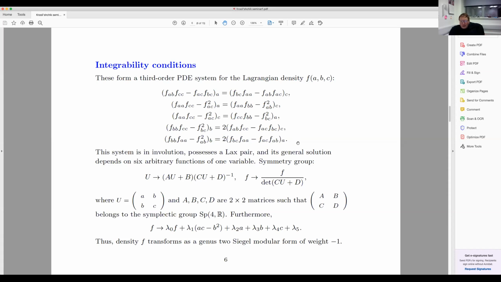It possesses a Lax pair. We can explicitly write the Lax pair for this system. I'm not presenting it here in my talk, but it's available in the paper. And we can show, based on its involutivity, that the general solution of this system depends on 6 arbitrary functions of one variable. So this is the freedom in the existence of Lagrangian densities of this form. Remember that A, B, and C are u_xx, u_xy, and u_yy, all right? So the freedom in such densities is 6 arbitrary functions of one variable.